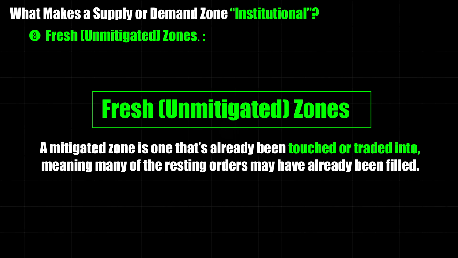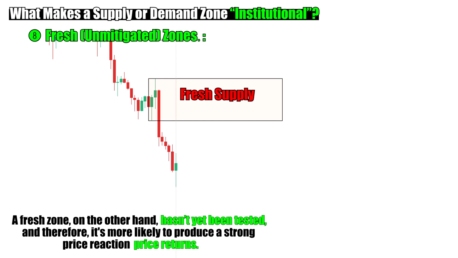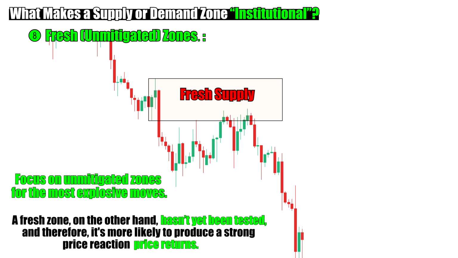A mitigated zone is one that's already been touched or traded into, meaning many of the resting orders may have already been filled. A fresh zone, on the other hand, hasn't yet been tested, and therefore, it's more likely to produce a strong price reaction when price returns. Focus on unmitigated zones for the most explosive moves.